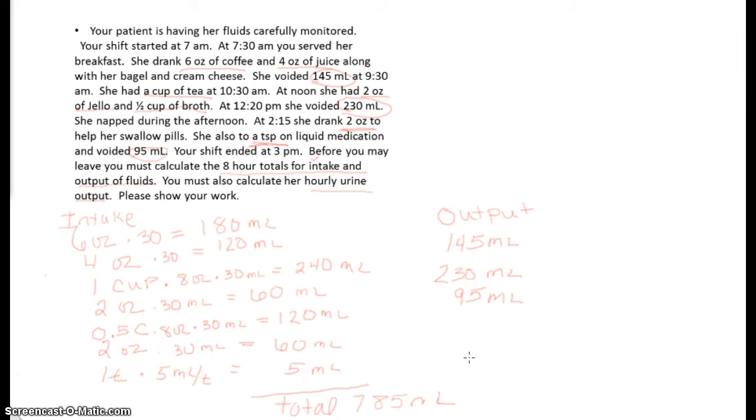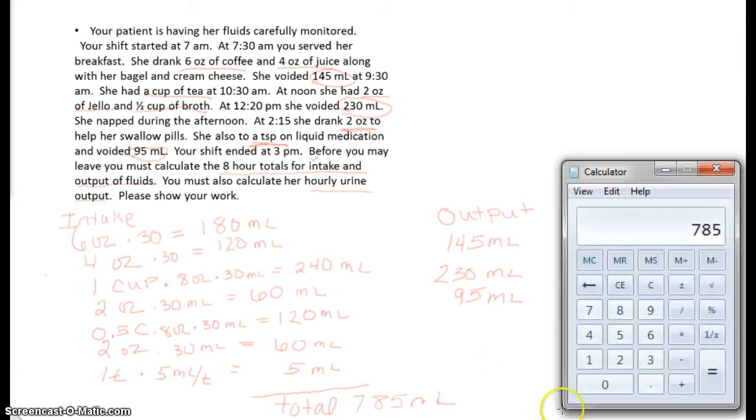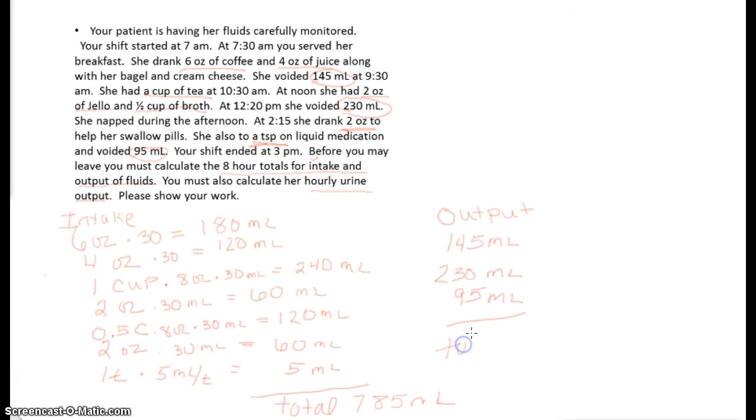And then I need to do output, so again I'm going to get my calculator to do the output, clear everything, and so I have 145 plus 230 plus 95, so a total of 470, and that's one of the things I'm supposed to record. So right here, total is 470 milliliters.